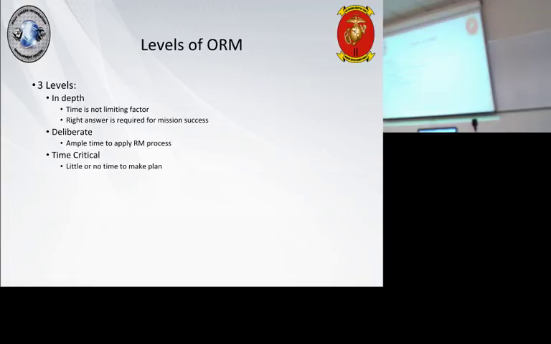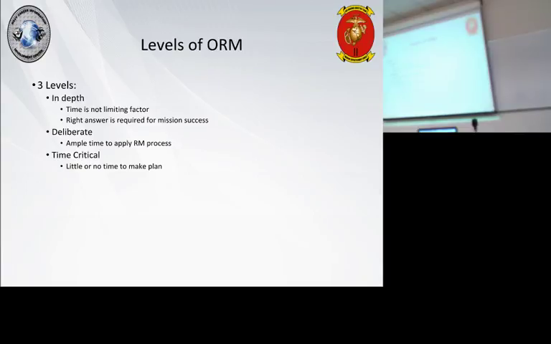All right, the levels of ORM. We got 3: in-depth, deliberate, time critical. What does in-depth mean? You have time to do it, right? Typically, in-depth means very particular. Maybe you have an event that has a lot of moving parts, and you're going to need time to plan that out. Okay, so that is your in-depth. Right answer is required for mission success. So you have to be very precise about what you want to get out of that training, so you have to have a specific ORM that takes time to develop.